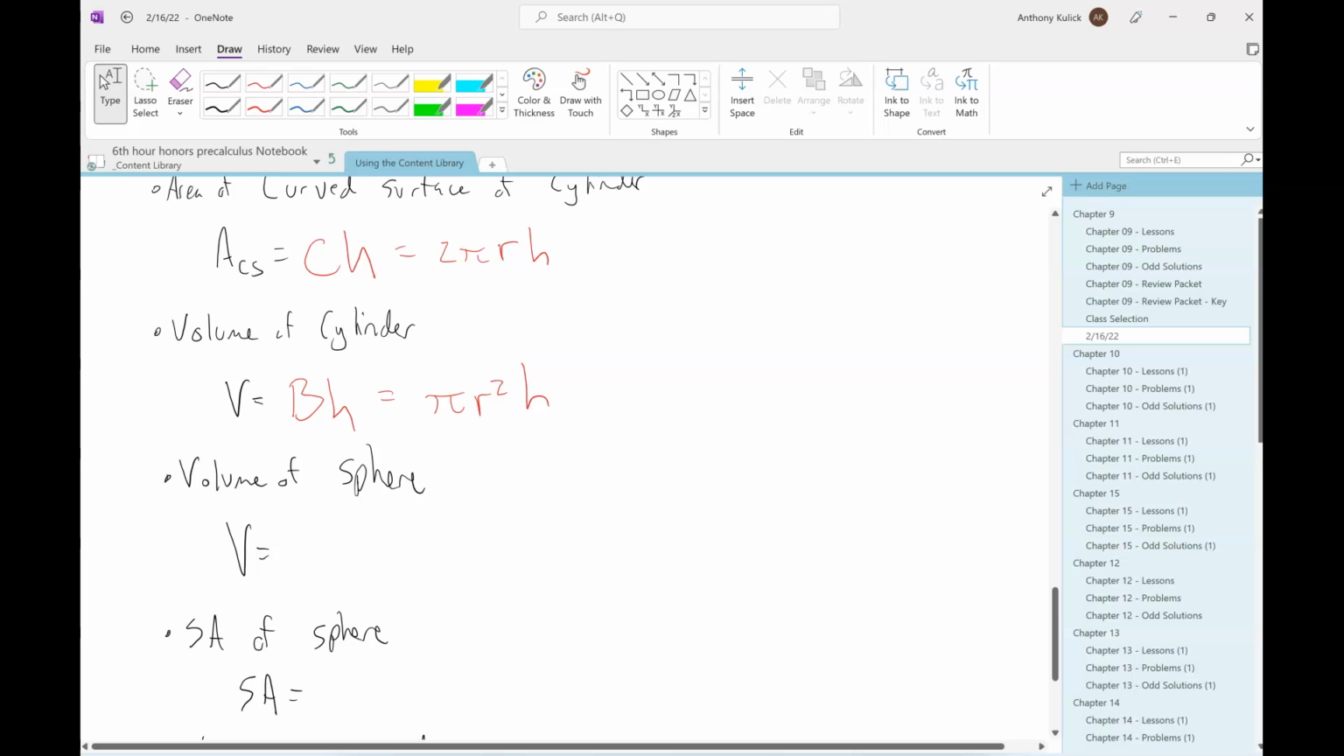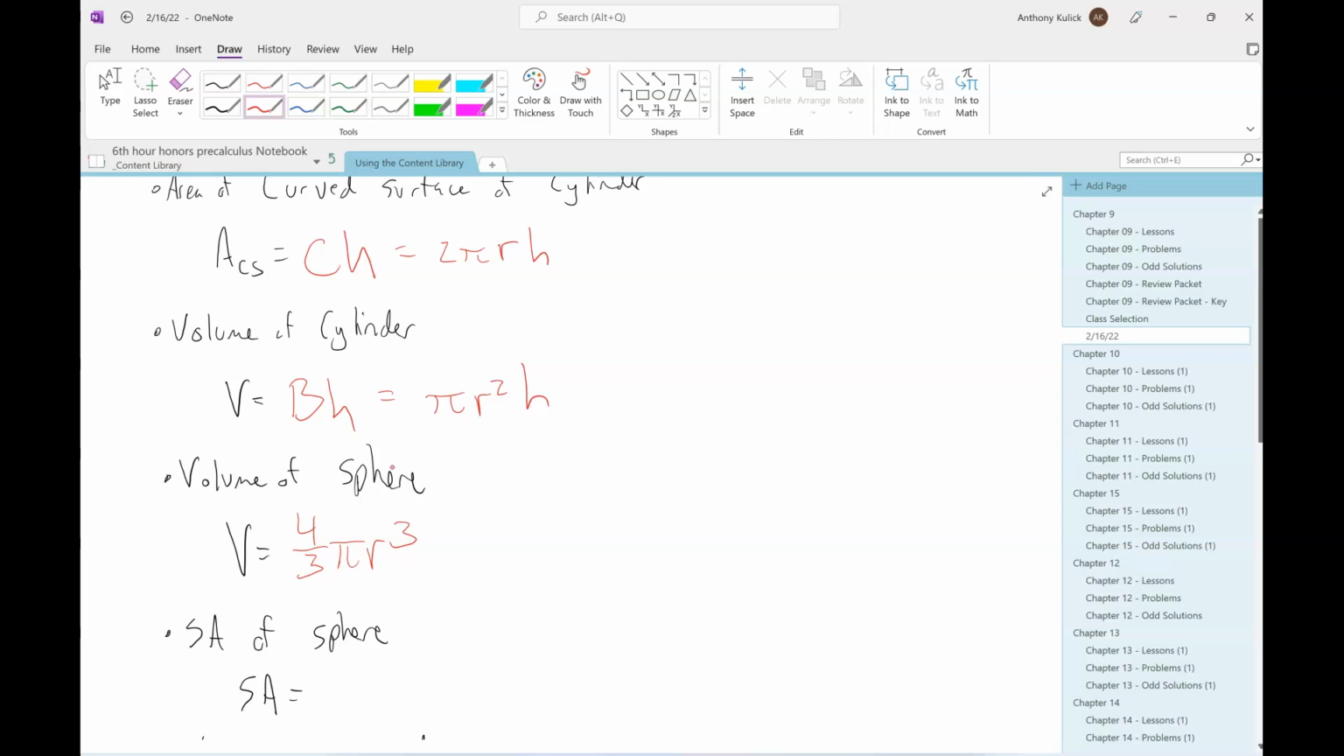Volume of a sphere. This is maybe a tough one to remember. How about 4/3 pi r cubed? I think in your geometry class, did you guys derive that formula in there? It's a tricky one to derive. No? That's okay.